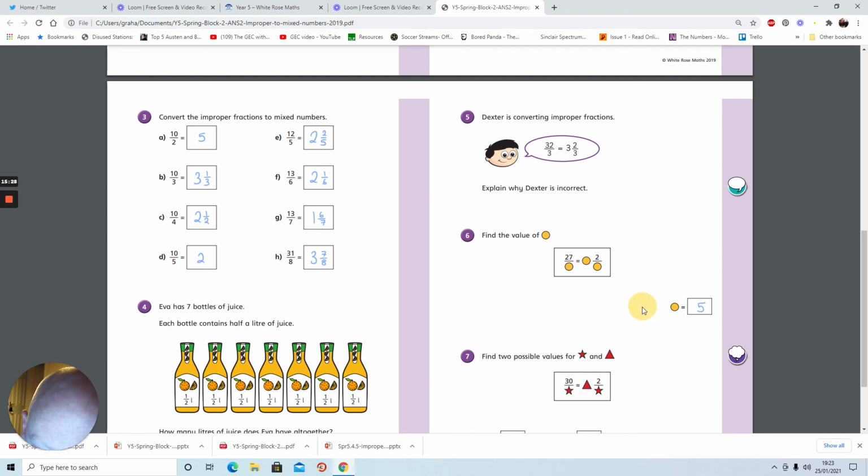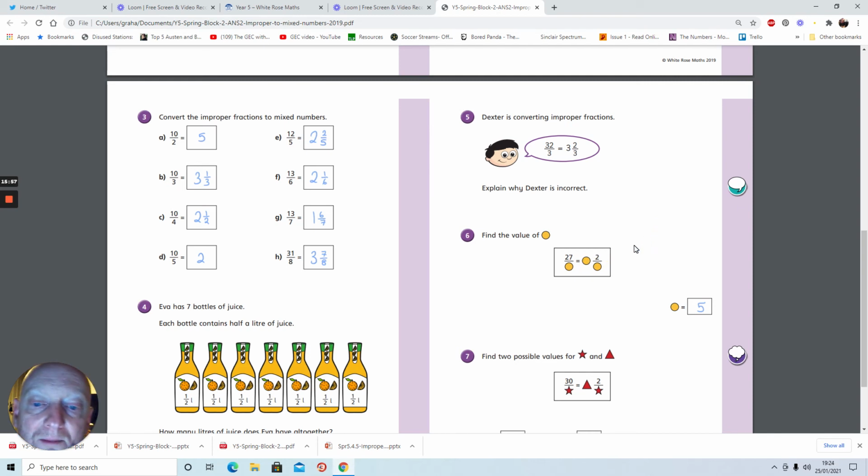Right, can you find the value of the circle? The value of the circle is 5. These are tricky. I find these very tricky. They're not easy to do. So basically, when we look at it, we've got 27 as a numerator, but over here we've got 2. Whatever this number is, it needs to divide into 27 but have 2 as a remainder.